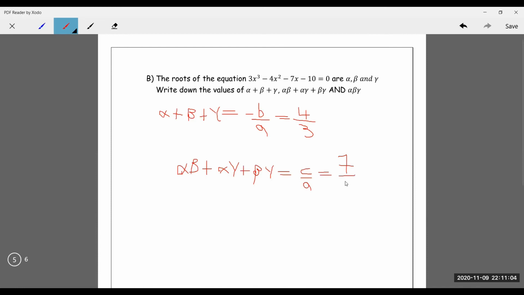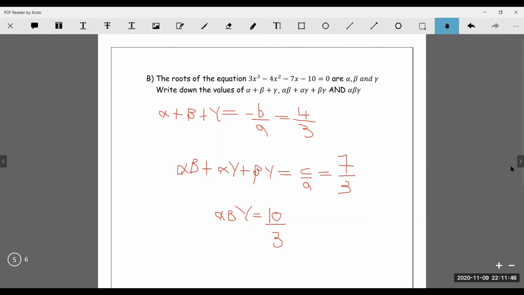And then what we're going to do now is we need to find what is alpha times beta times gamma. Alpha times beta times gamma is minus D over A. Minus D over A is minus of negative 10. Minus of negative 10 is 10 over 3. Right? So that's alpha beta gamma. Easy question. Alright, so this question too easy.